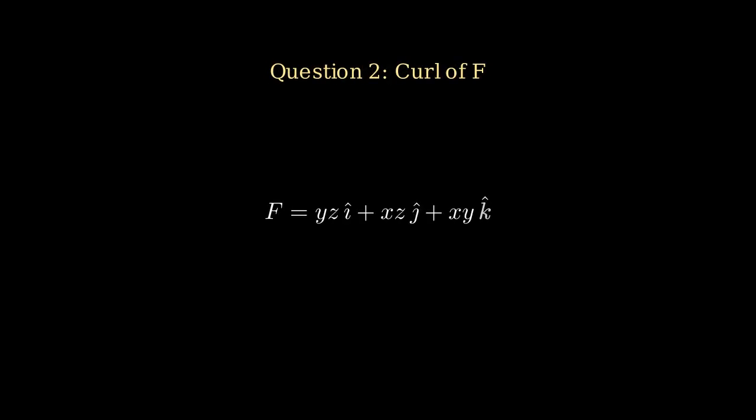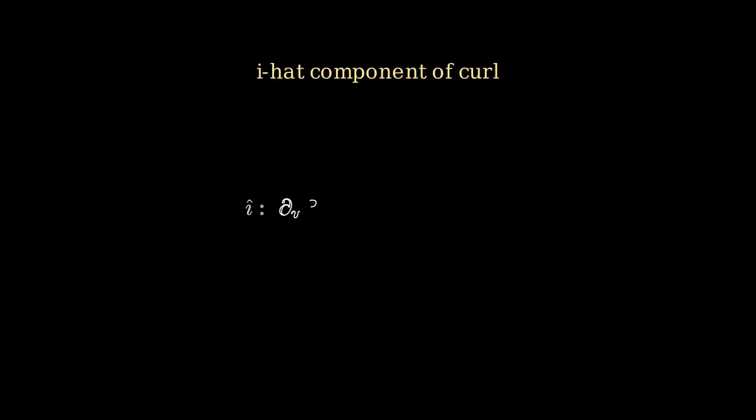Question 2. Curl. Take f equals yz i hat plus xz j hat plus xy k hat. So p equals yz, q equals xz, and r equals xy. The i hat component is partial of r with respect to y minus partial of q with respect to z, which gives x minus x equals 0.